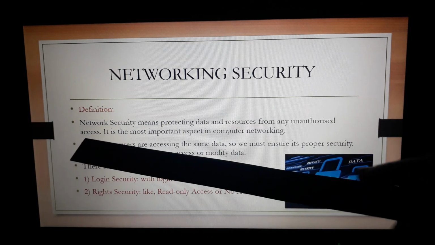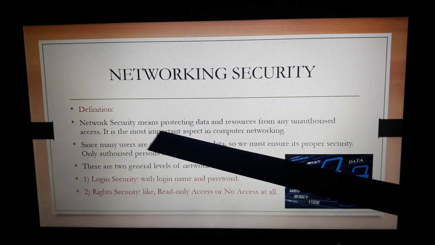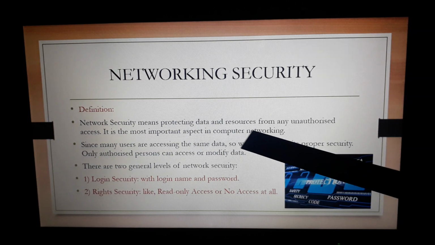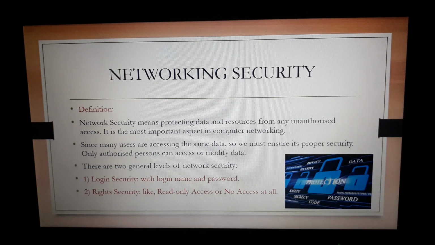Definition of networking security: network security means protecting data and resources from any unauthorized access. It is the most important aspect in computer networking. Since many users are accessing the same data, we must ensure its proper security. Only authorized persons can access or modify data.